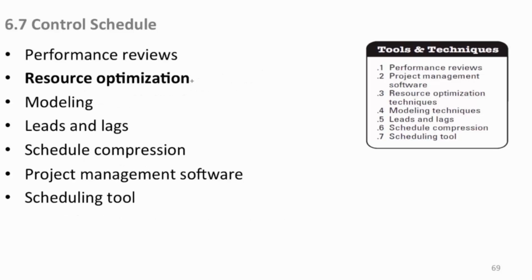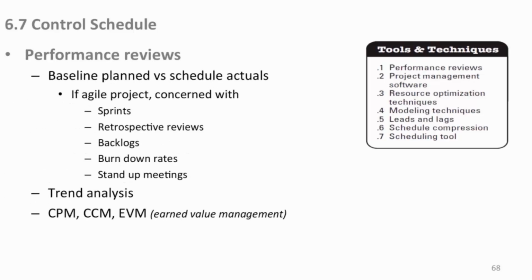And then finally, depending on what schedule methodology we're using, whether it's critical path, critical chain, and even earned value management, which would give us a lot of good forecasting stuff, we need to deal with those. That's all performance reviews. How are we performing against our baseline? So now these tools and techniques, some of these are exactly the same as when we developed the schedule.